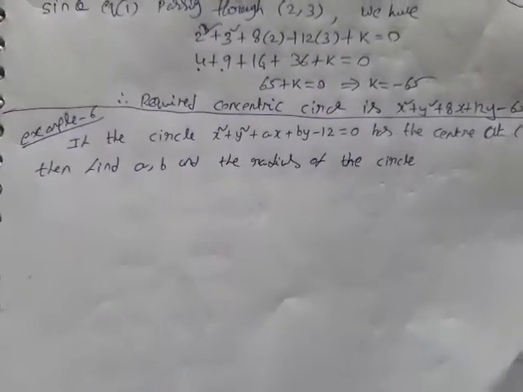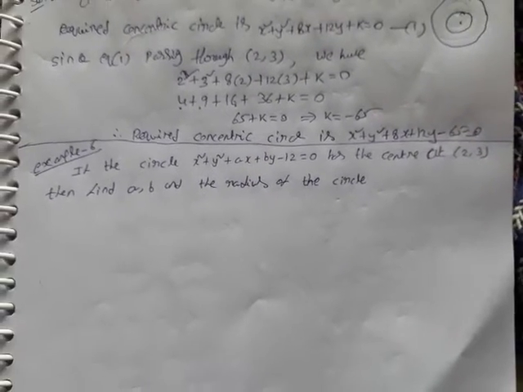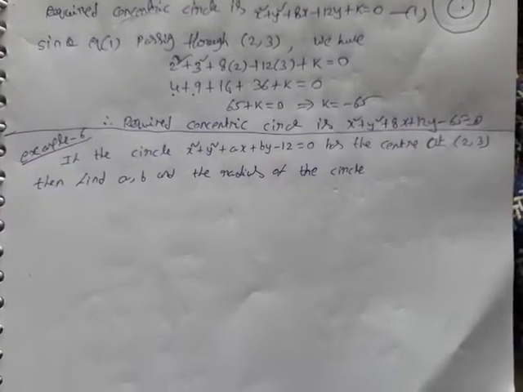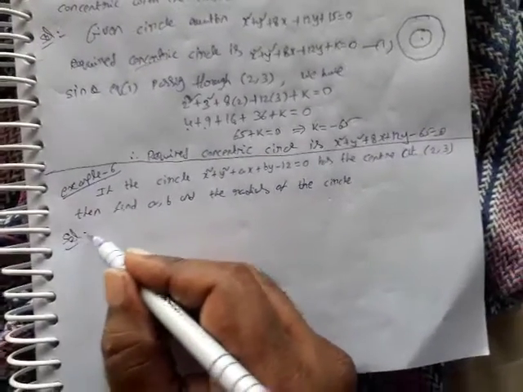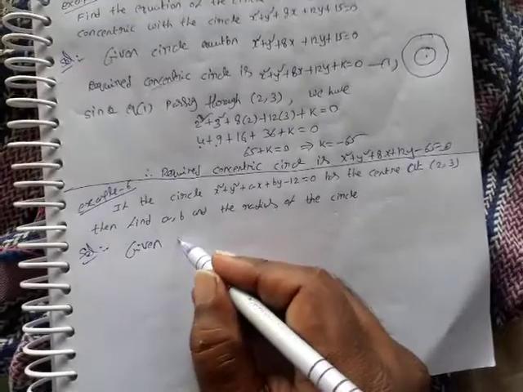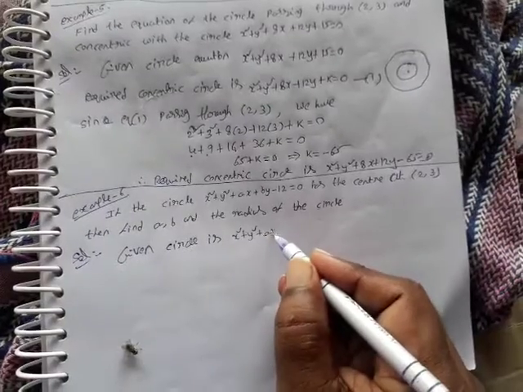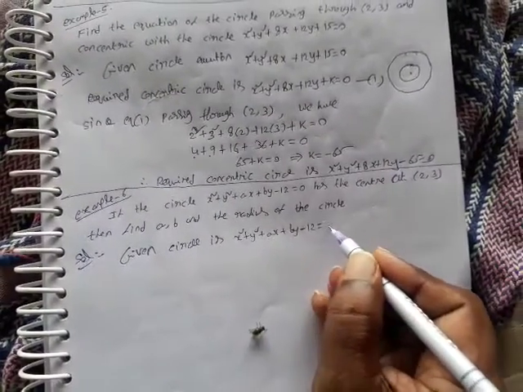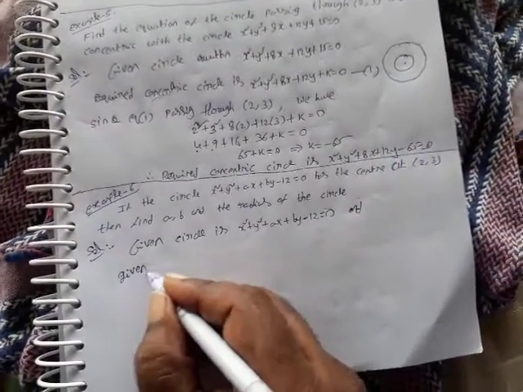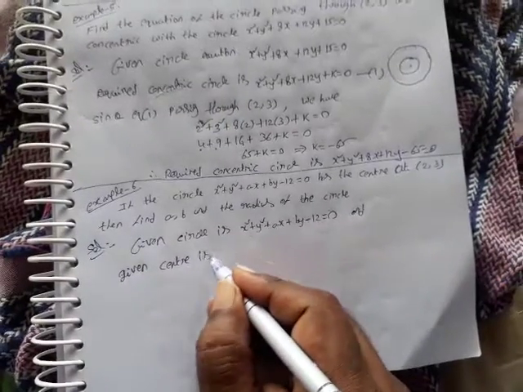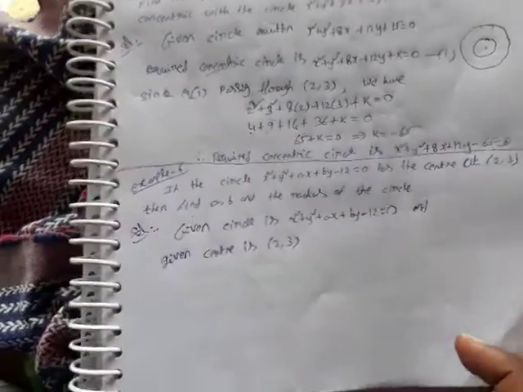Next problem, example 6. If the circle x square plus y square plus ax plus by minus 12 equal to 0 has the center at 2 comma 3, then find a comma b and the radius of the circle. Solution. Given circle is x square plus y square plus ax plus by minus 12 equal to 0, and given center is 2 comma 3. We have to find a comma b and radius.